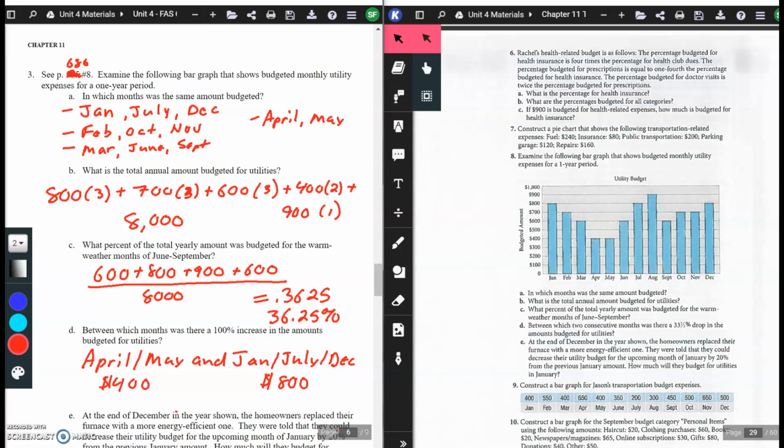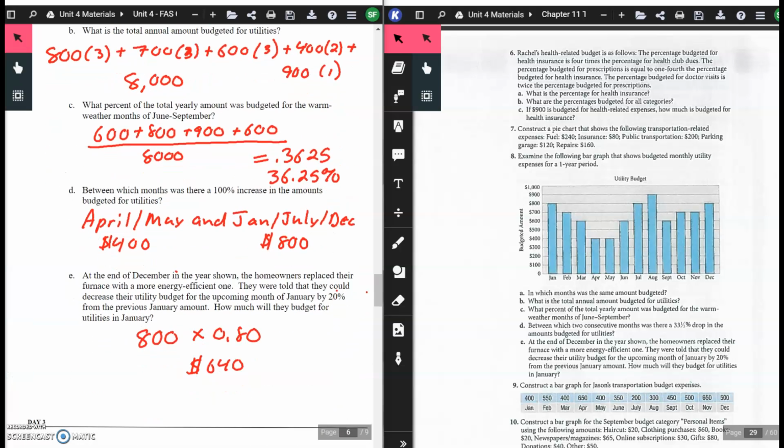What percent of the total yearly amount was budgeted for warm weather months, June through September? So you have June, July, August, and September. That's 4 months. June is 600, July 800, August 900, and September 600, divided by 8,000 gives you 0.3625 or 36.25%.